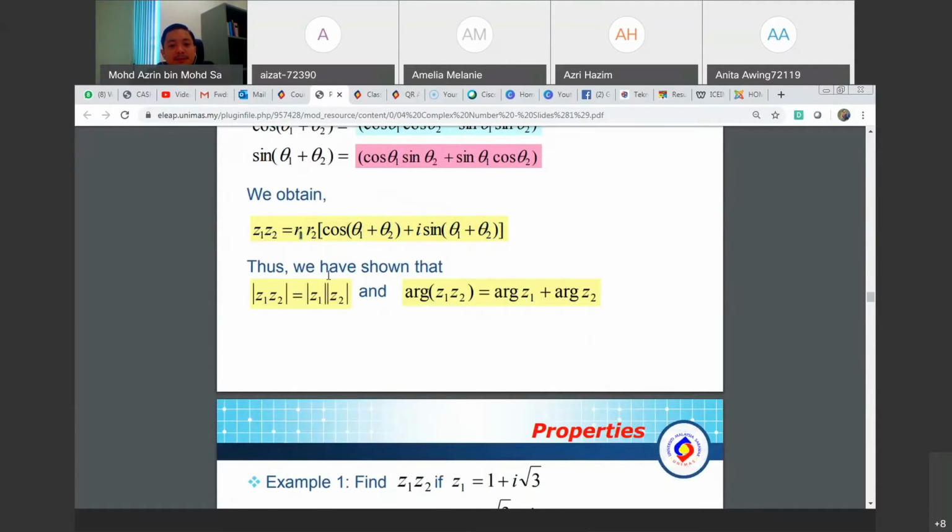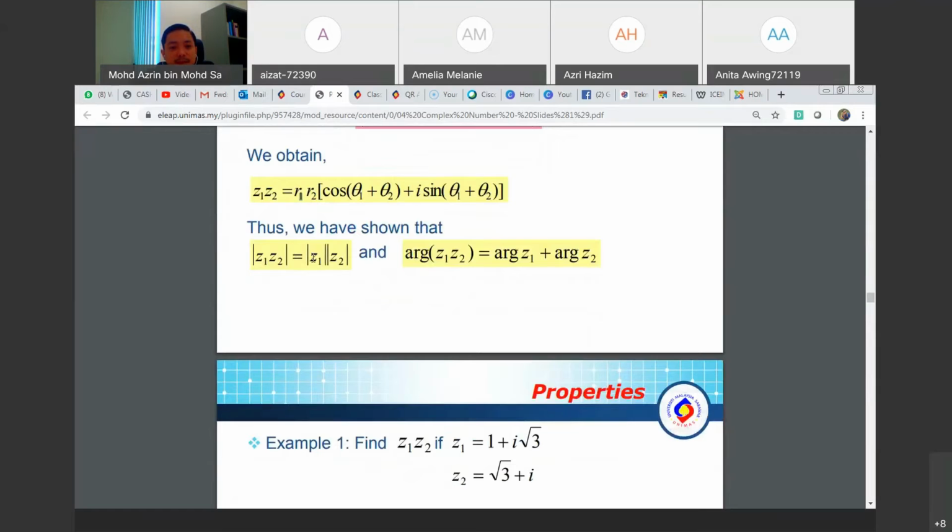Okay. So then you show that z1 dot z2 equal to modulus z1 times modulus z2. Dan argument tu sendiri, argument adalah theta kan. Argument z1 z2 equal to argument z1 plus argument z2.